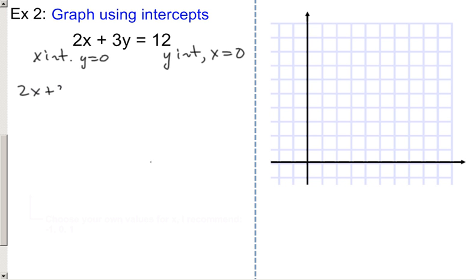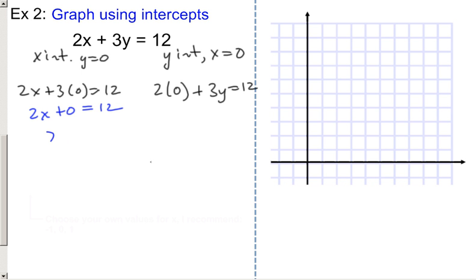2x plus 3 times 0 equals 12, and 2 times 0 plus 3y equals 12. Now we solve both of these. So this will be 2x plus 0 equals 12. 2x equals 12, divided by 2. X equals 6. So that means our point is going to be 6, 0.